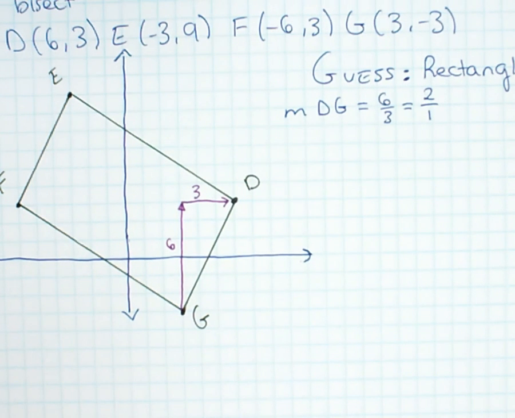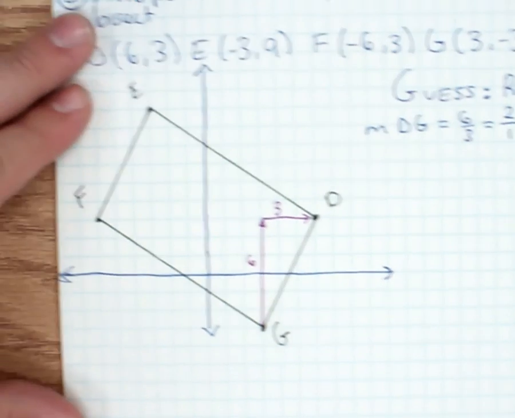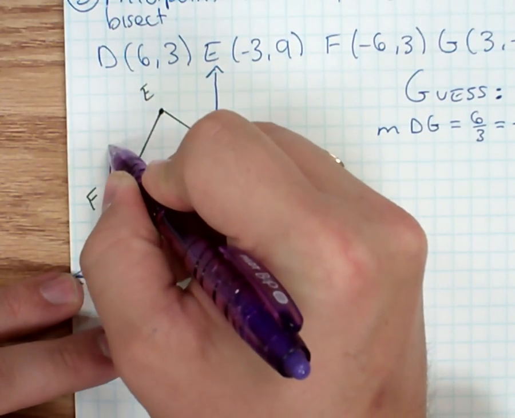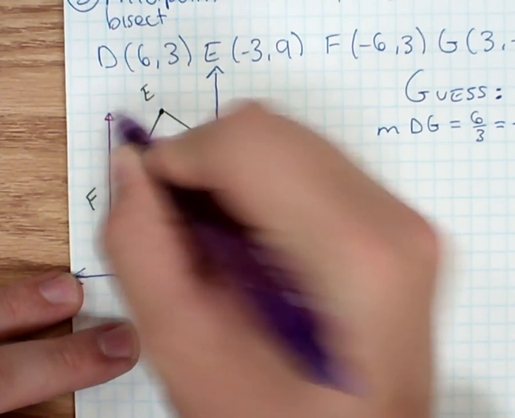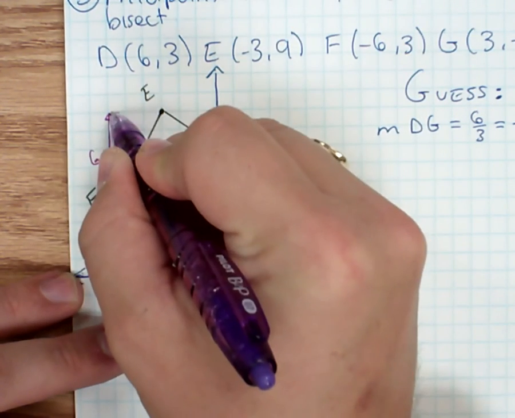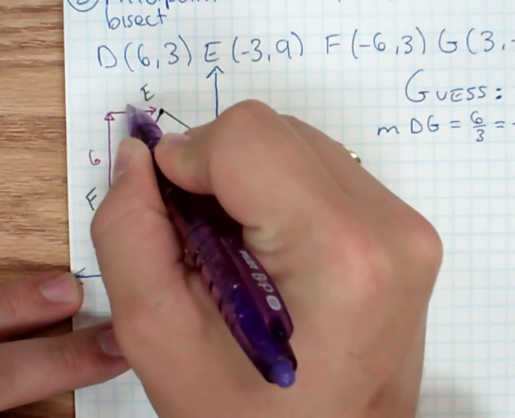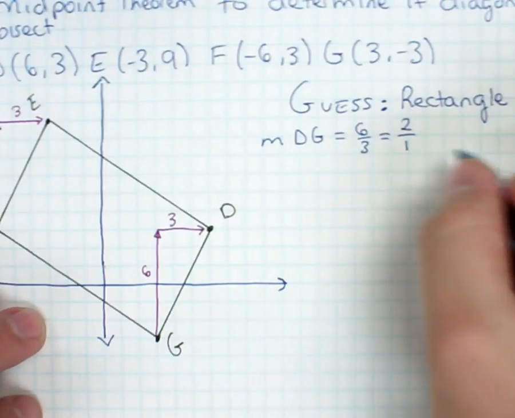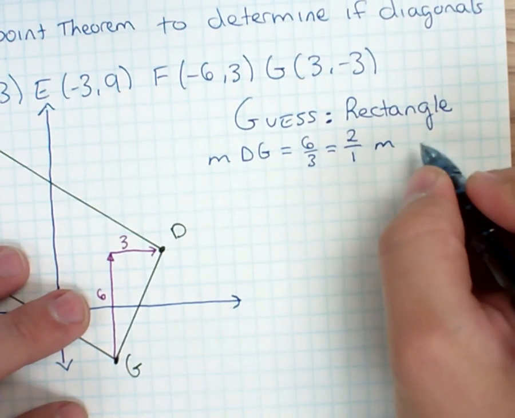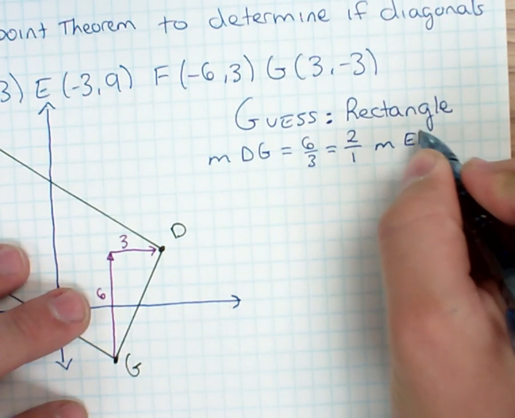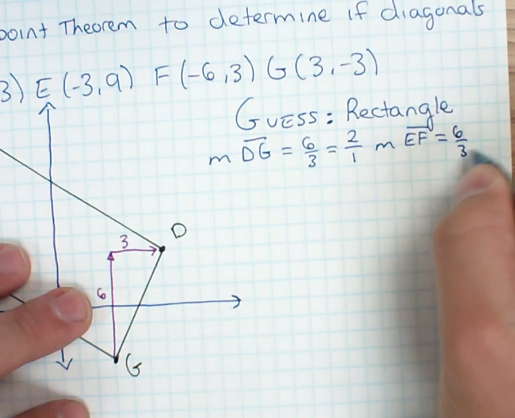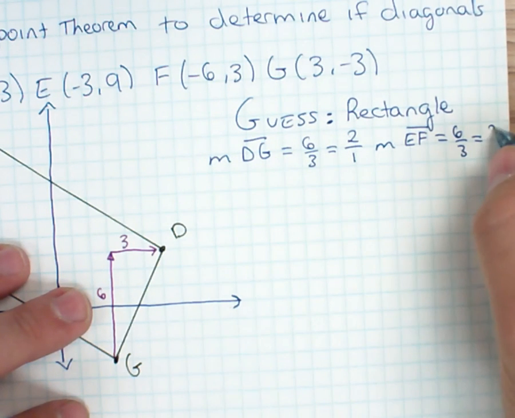opposite reciprocalness, okay? All right, so let's do EF, because we probably ought to make sure that those are the same. We have to go up 2, 4, 6, and over 3, right? So the slope of EF is the same. It's 6 over 3, which reduces to 2 over 1.